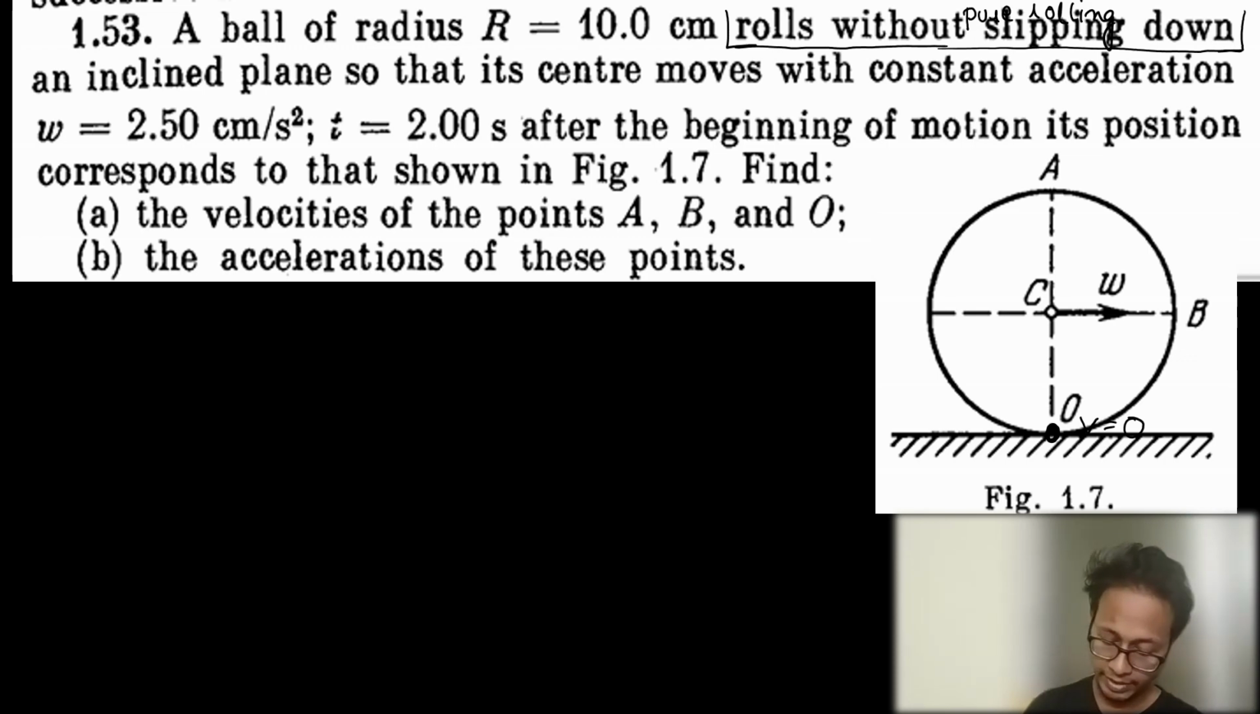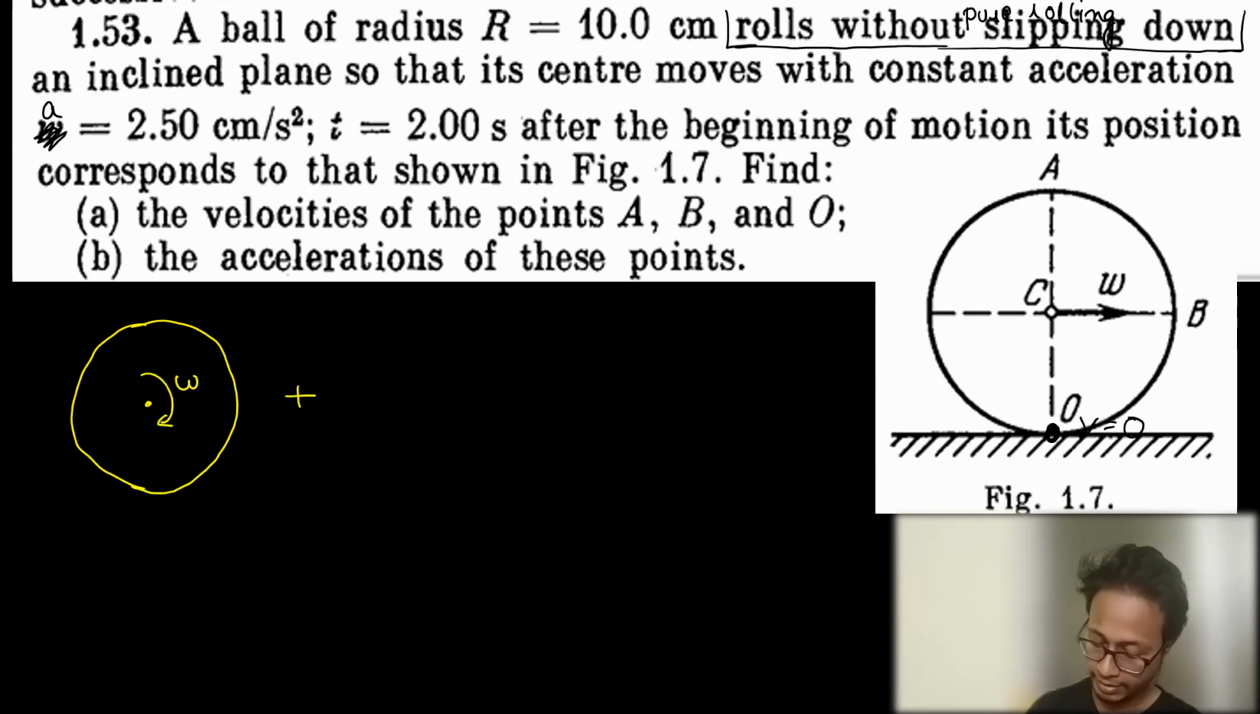See, let us change the variable of acceleration as a in order to avoid confusion. Okay, at t is equals to 0, after the beginning of motion, find the velocities of point A, B, and O, and the acceleration of this point. See, what the question is saying is that this body is performing a pure rolling motion. Okay, and pure rolling motion is nothing but a combination of rotation and translation.